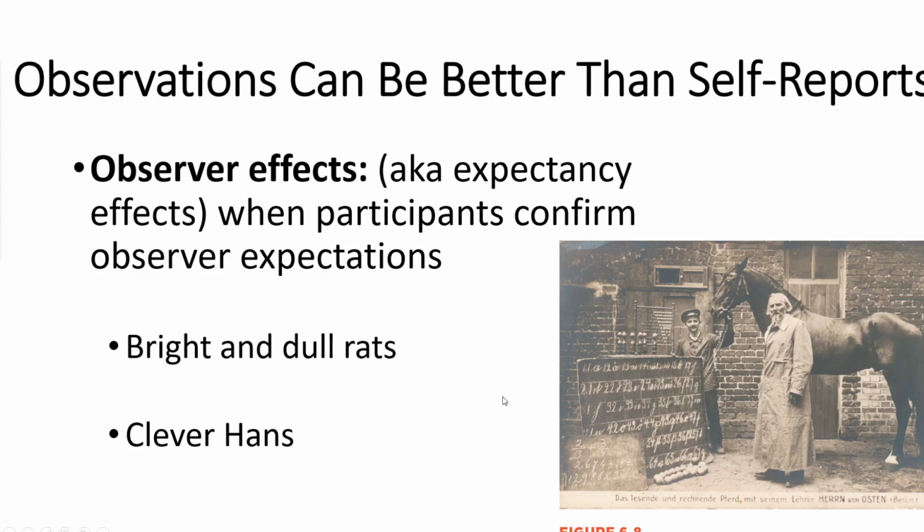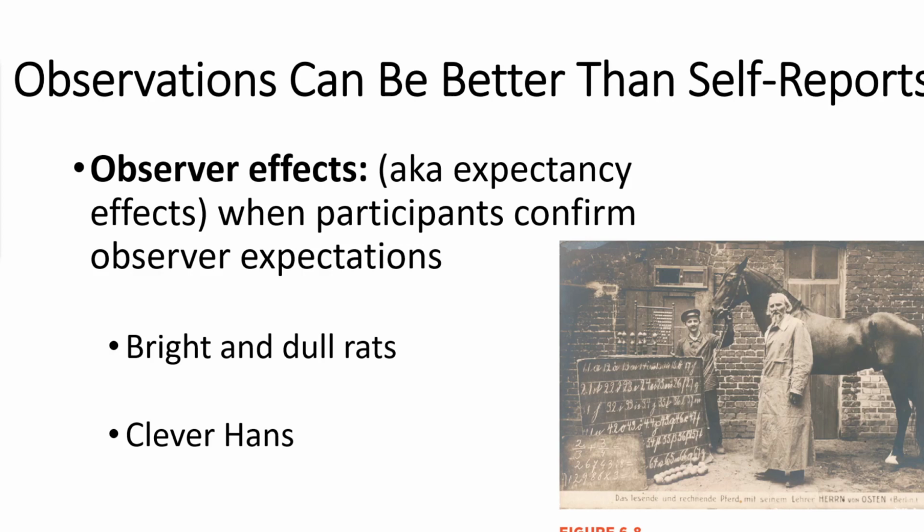And there are some really cool studies talked about briefly in the textbook. The first is the example of bright and dull rats. This is kind of a weird one, but bear with me. Back in the 60s, they had a bunch of psychology undergraduates, and each individual was given a bunch of rats. They were told that these rats were either maze bright rats, meaning that they were bred to do really well in mazes, or maze dull rats, meaning that they were unintelligent. They were bred to not do well in mazes.